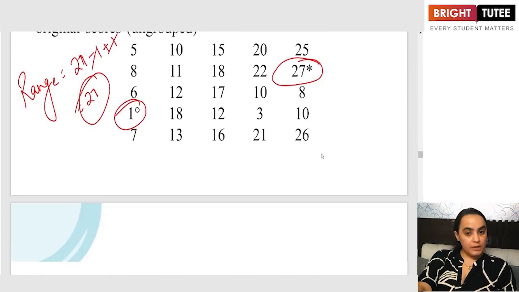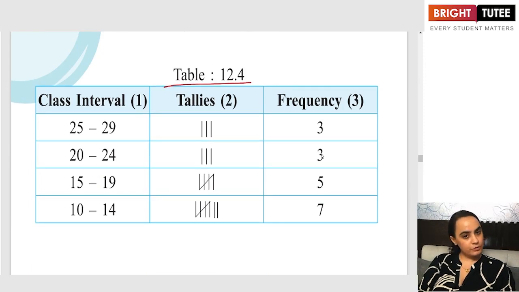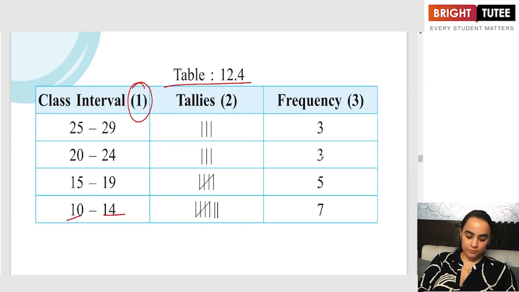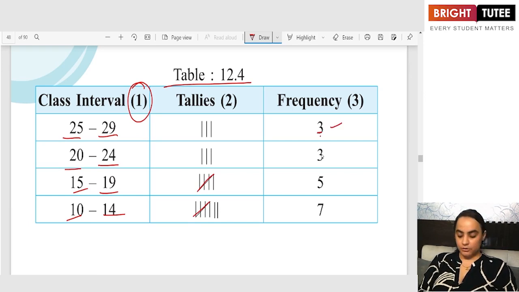It is 27. Now, if we have to tabulate the data, again, we have a table number that we have to give. First column is class interval. So you have arranged that in the class interval: 10 to 14, 15 to 19, 20 to 24, 25 to 29. You put the tally mark as we've taught you. This means 5, this means 5. And now you calculate the frequency. So 3 students scored between 25 to 29. 3 students scored between 20 to 24. 5 students scored between 15 to 19 and 7 students scored between 10 to 14.